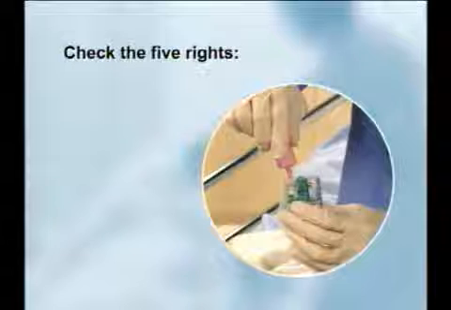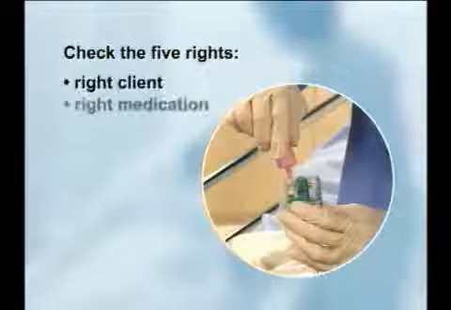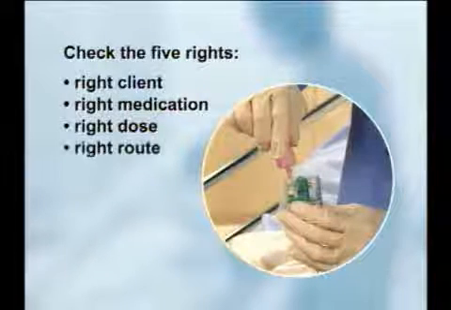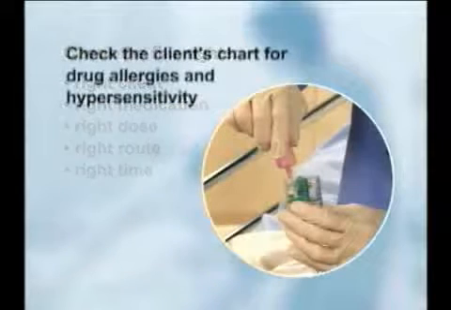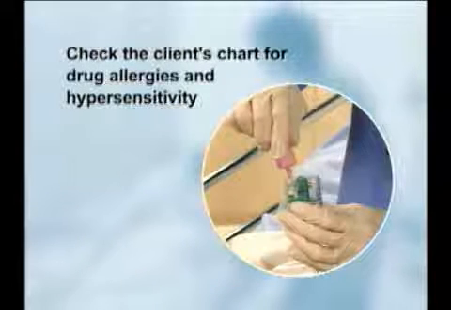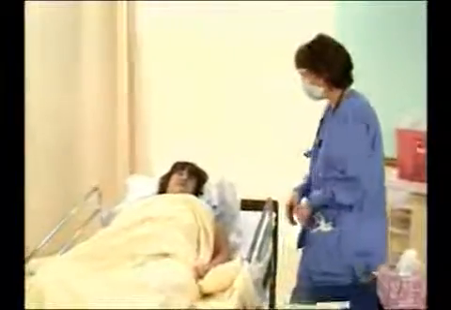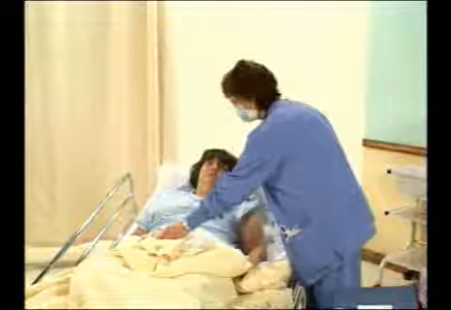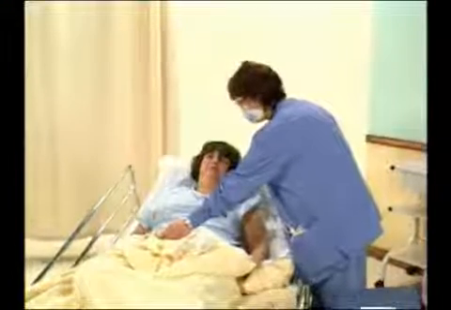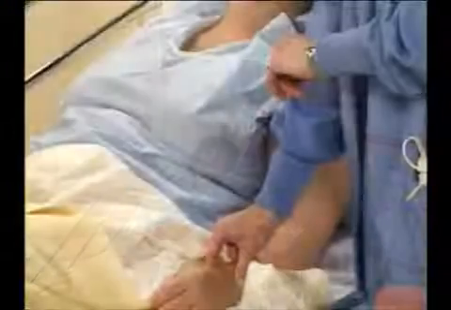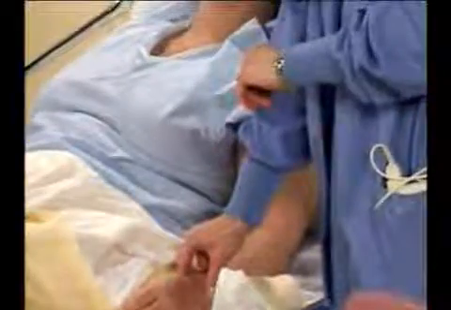Check to make sure you have the 5 rights: right client, right medication, right dose, right route, and right time. Check the client's chart for drug allergies and hypersensitivity. Proceed to the client's room and provide for privacy. Verify the client's identity, then explain the therapeutic purpose of the medication. Position the client in an upright position for better expansion of the lungs. Assess the client as appropriate.